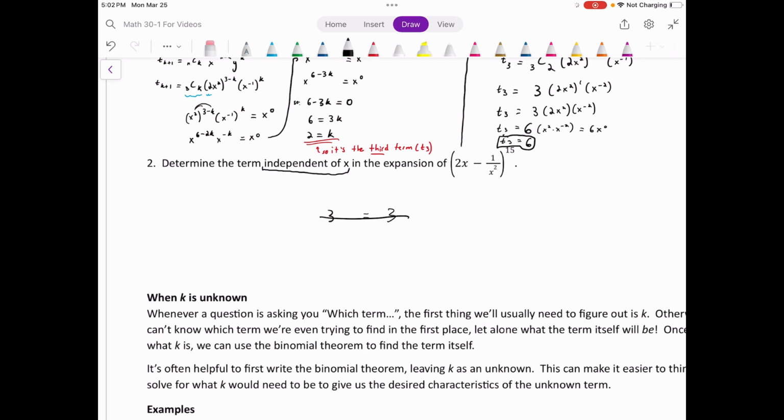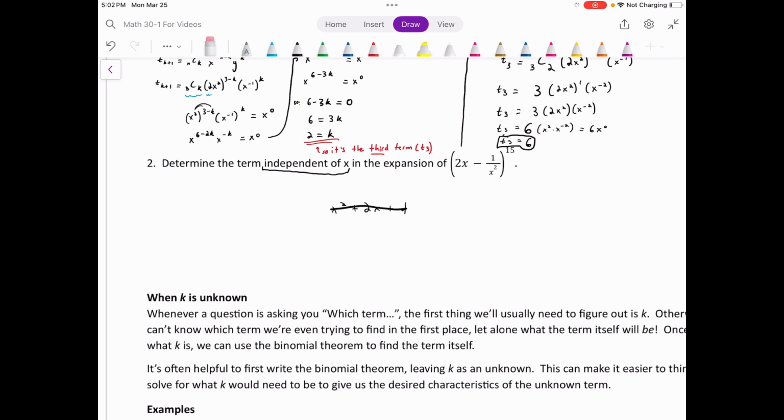If we look at an actual trinomial, x squared plus 2x plus 1, and I asked you, how big is this term? You'd say, well, it depends on what x is. How big is this term? Well, it depends on x, right? How big is this term? That doesn't depend on x. That's 1, no matter what x is. So that's what independent of x means.